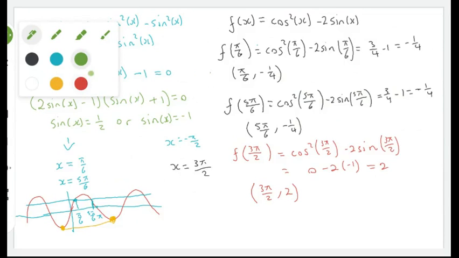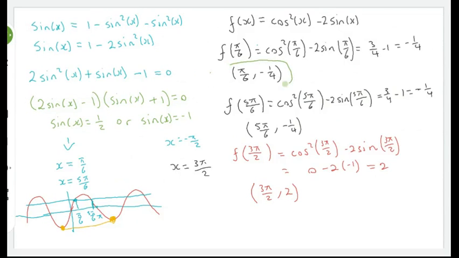So my solutions, or my answers, are going to be this, and this, and this. They're going to be my three coordinates as a result. So, yeah, this was a few steps, but it all stemmed from the fact that the points of inflection are where the second derivative is equal to 0.